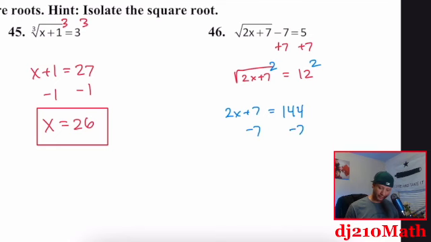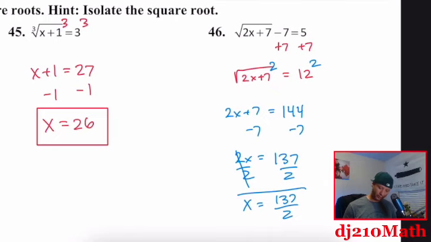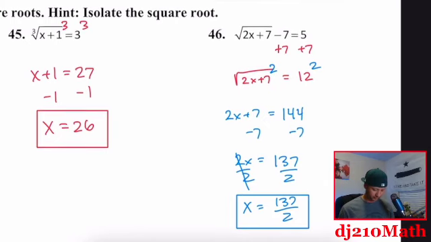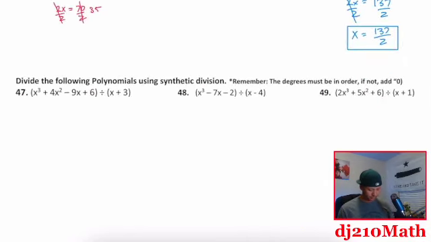Minus 7, minus 7. So 2x is equal to 144 take away 7. 140 take away 3, 137. Divide by 2. Of course it wouldn't work out. Why would it work out? Right? 137 over 2. Okay. Oh my goodness.